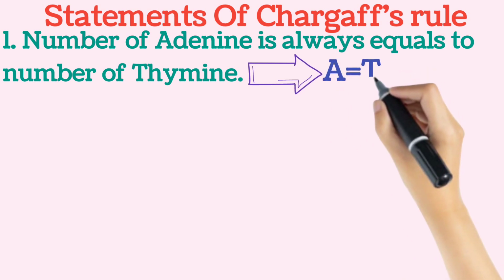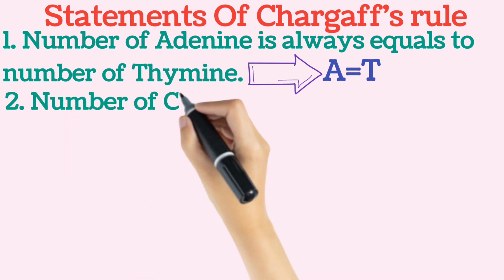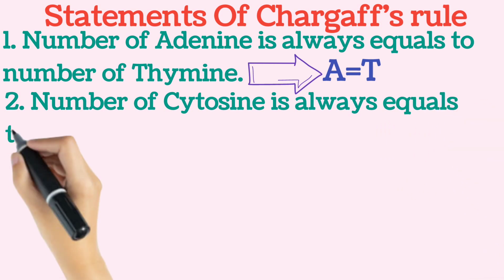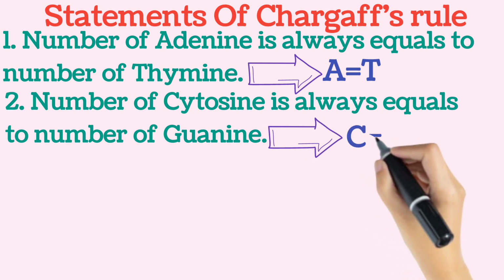Now the second statement is similar: the number of cytosine is always equal to the number of guanine. It is also obvious because DNA strands are complementary and their pairing is specific. Cytosine always pairs with guanine. So if cytosine is 3, guanine will be 3. If cytosine is 6, guanine will be 6. If cytosine is 7, guanine will be 7. So their numbers will be the same. So the number of C is always equal to the number of G.